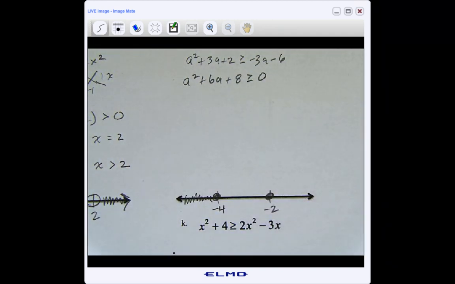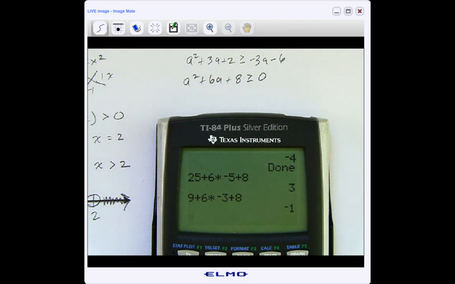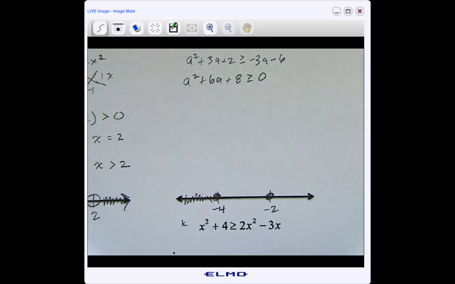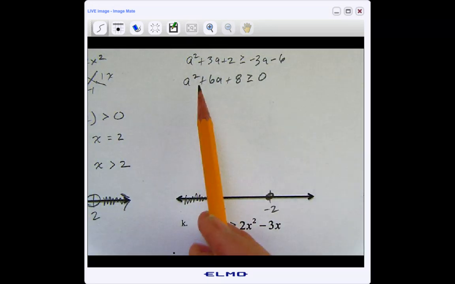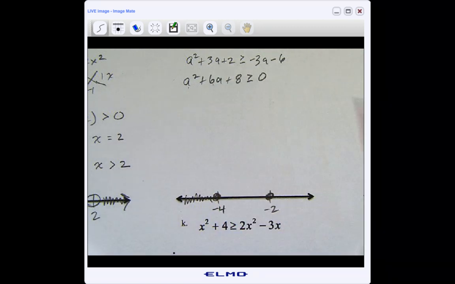Then I'm going to try something on this side of that boundary of -2. How about I'll just put 0 in. 0 will make it kind of easy. So 0 squared, 0, plus 6 times 0, 0, plus 8. Is 8 greater than or equal to 0? It is. So I'm going to shade this area over here.